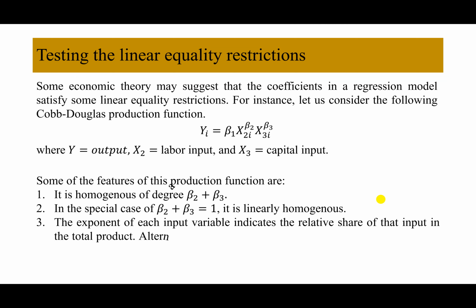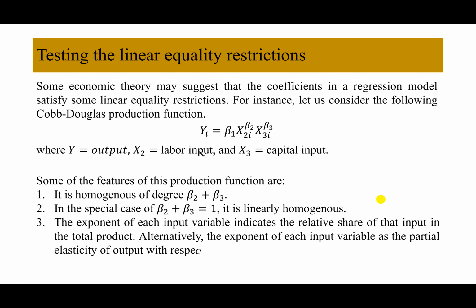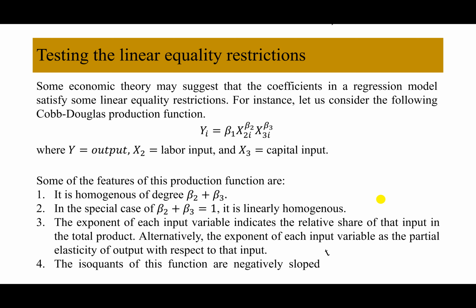The exponent of each input variable indicates the relative share of that input in the total product. Alternatively, the exponent of each input variable is the partial elasticity of output with respect to that input. The isoquants of this function are negatively sloped throughout and strictly convex for positive values of labor and capital.